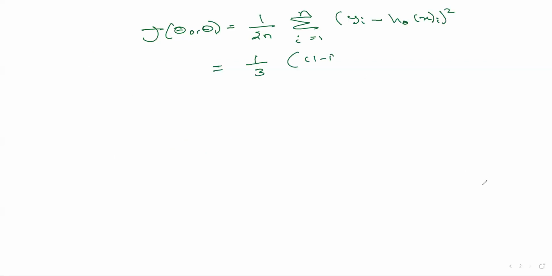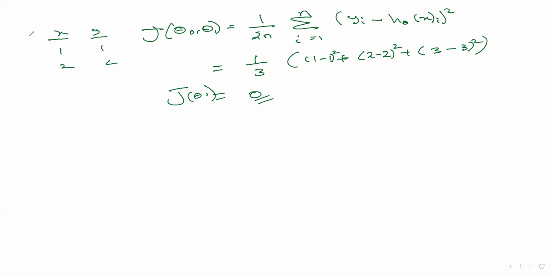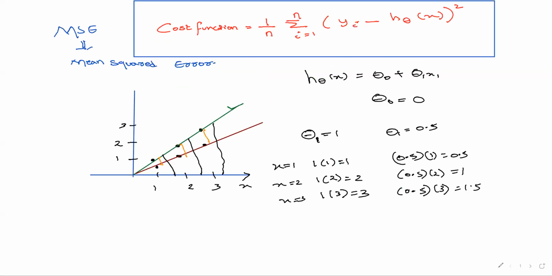So 1 minus 1 square, then plus, for x and y case, then for x 2, then 2. Because our data set is 1 1, 2 2, 3 3, so 3 and 3, 6. Similarly, we are getting j theta 1 equal to 0, because our data set is 1 1, 2 2, 3 3. So in the previous part we got this line.